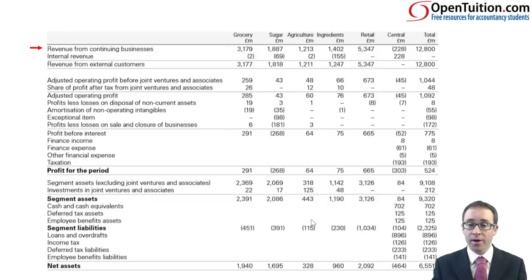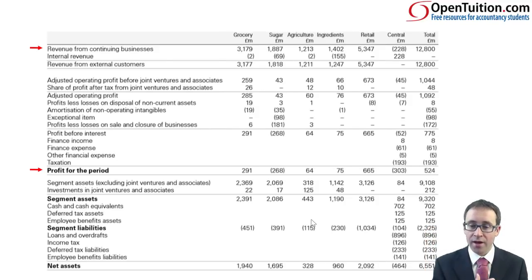You could also go through as well, if you like, and apply the 10% test. I think all of those segments, apart from is it the agriculture, meet the 10% test. 10% of 12,800 is 1,280, isn't it? And agriculture is ever so slightly below that figure there. Okay. Other things that you've got there are the profit figures. So again, the profit for the group was 524. I think you can see that just above my shoulder, can't you?